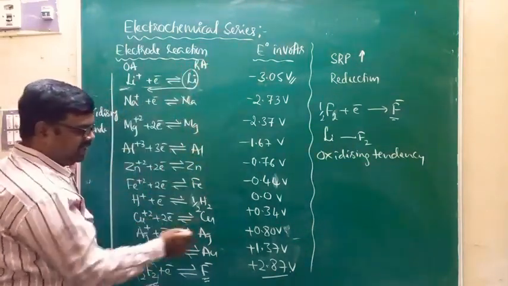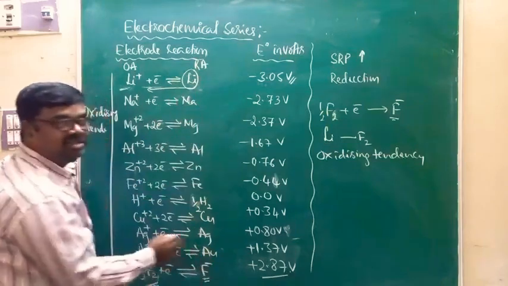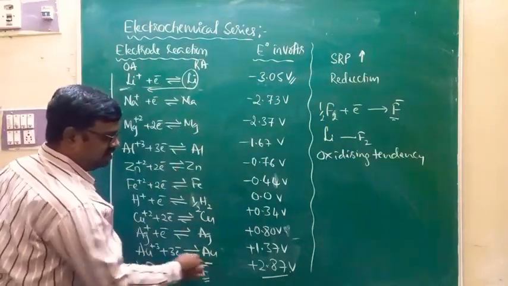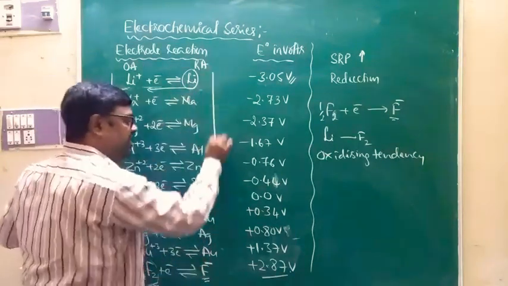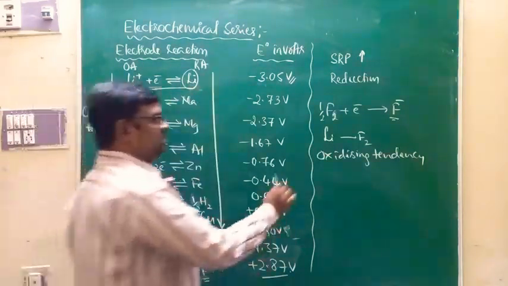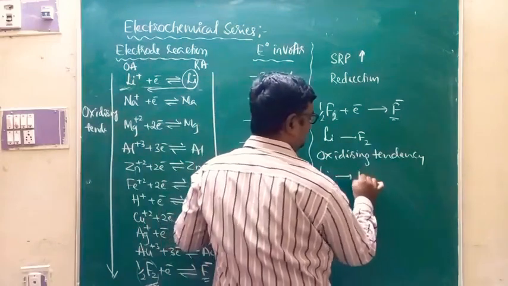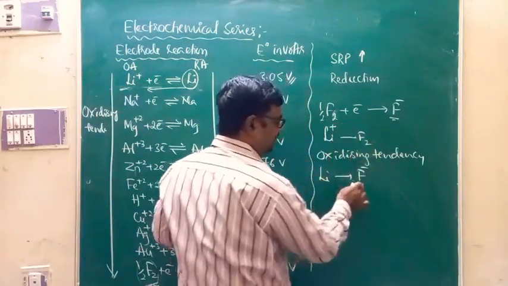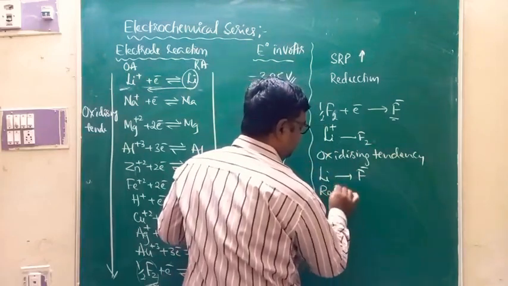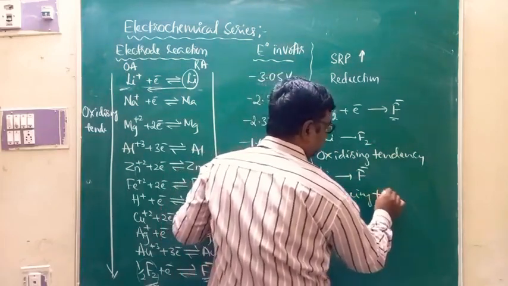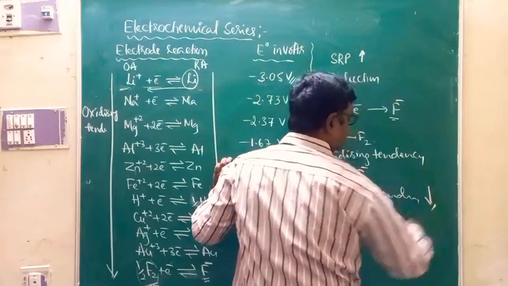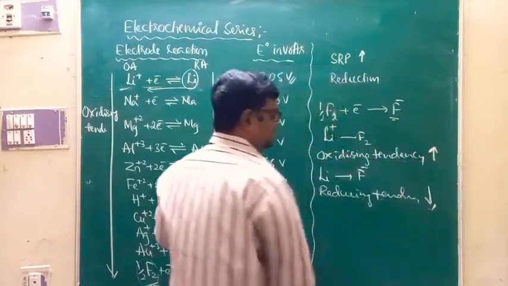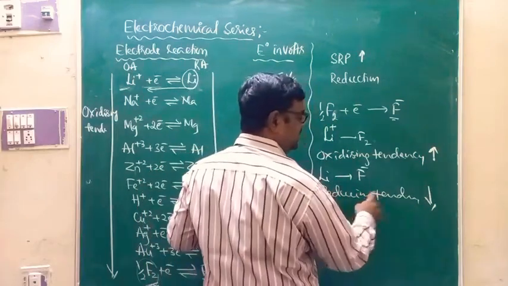The products have not all come in this reaction; all of these are reducing agents. Among these, lithium, sodium, magnesium and fluoride, from here to here, the reducing property decreases. That is, from lithium to fluoride, reducing power and reducing tendency decrease. From Li+ to F2, oxidizing tendency increases, but reducing power decreases.